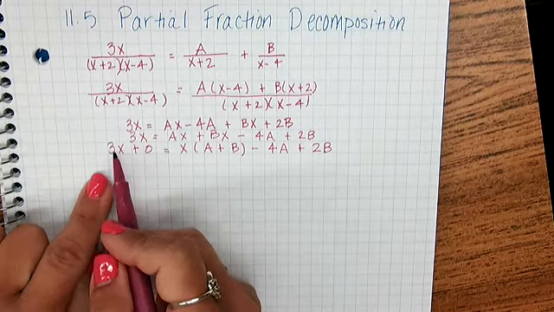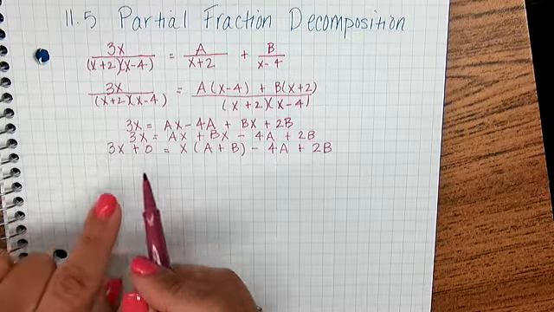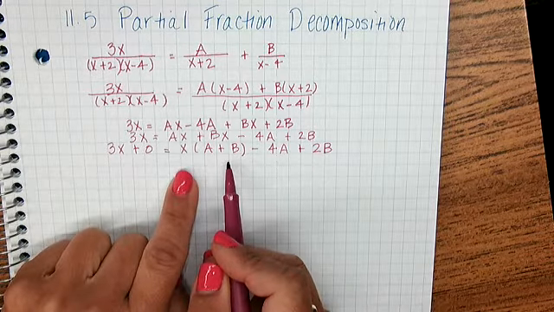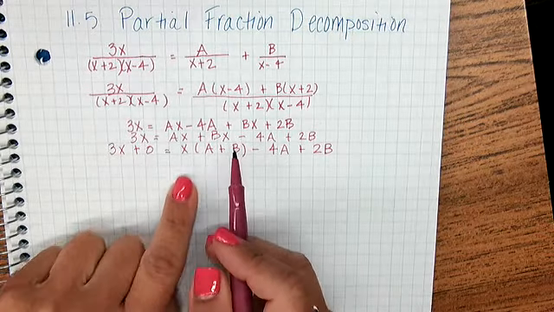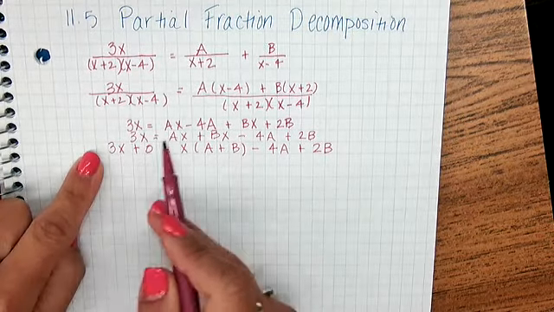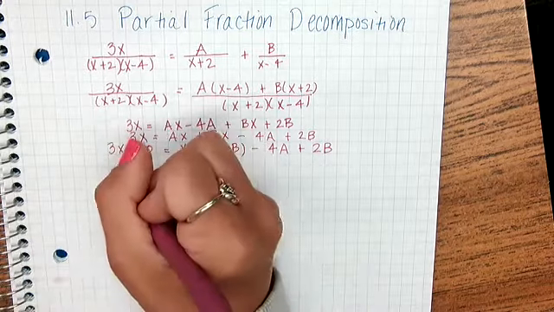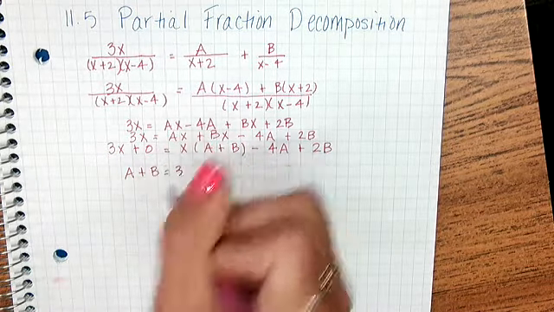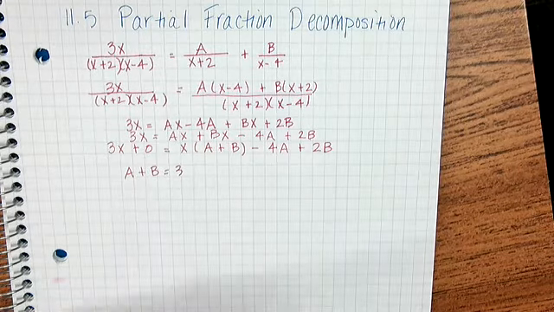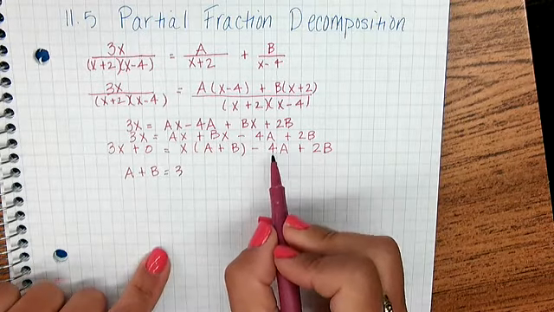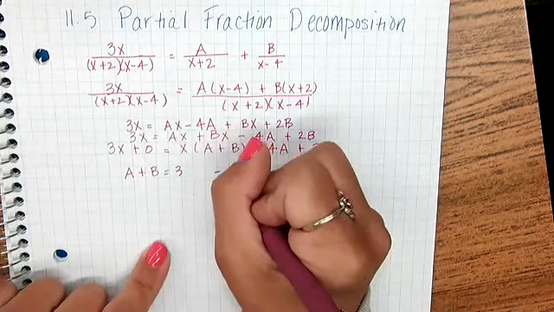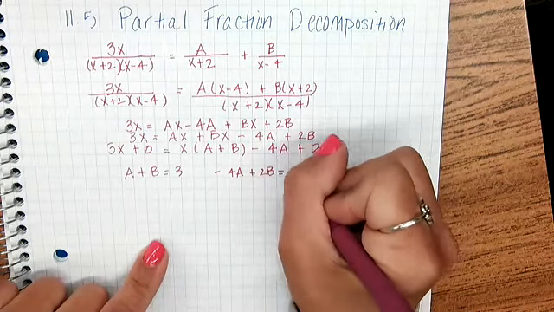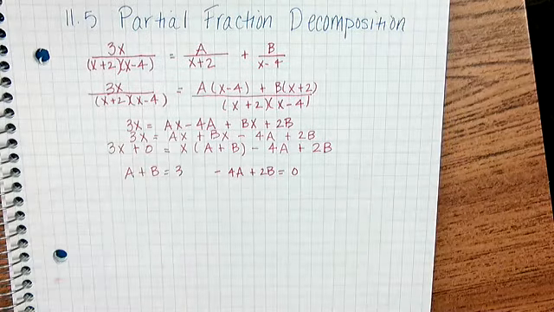The coefficient on x needs to be 3. Well, right now, the coefficient on x is a plus b. So I'm going to set up a system of equations. Coefficient is 3. Coefficient is a plus b. Therefore, a plus b must equal 3. My constant is going to be -4a plus 2b. And in this case, my constant is 0.